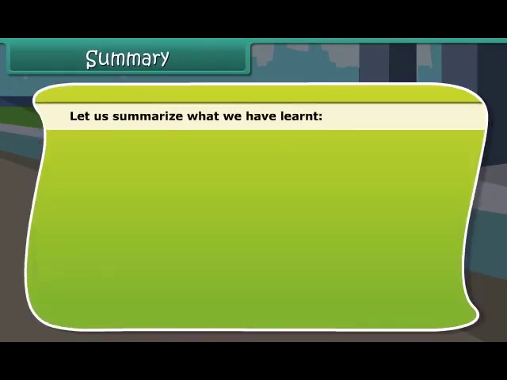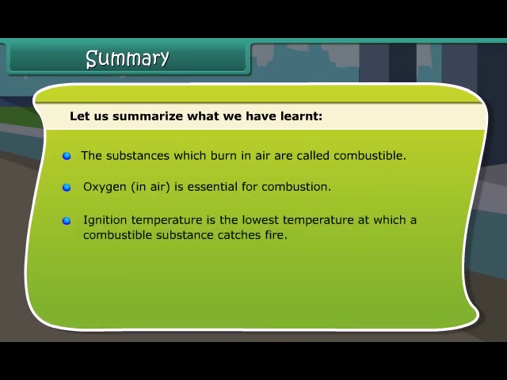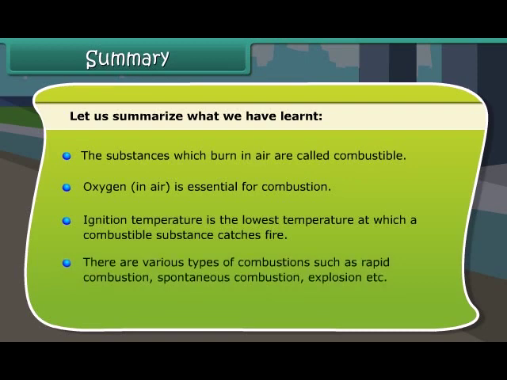Let us summarize what we have learned. The substances which burn in air are called combustible. Oxygen in air is essential for combustion. Ignition temperature is the lowest temperature at which a combustible substance catches fire. There are various types of combustion such as rapid combustion, spontaneous combustion, explosion, etc.